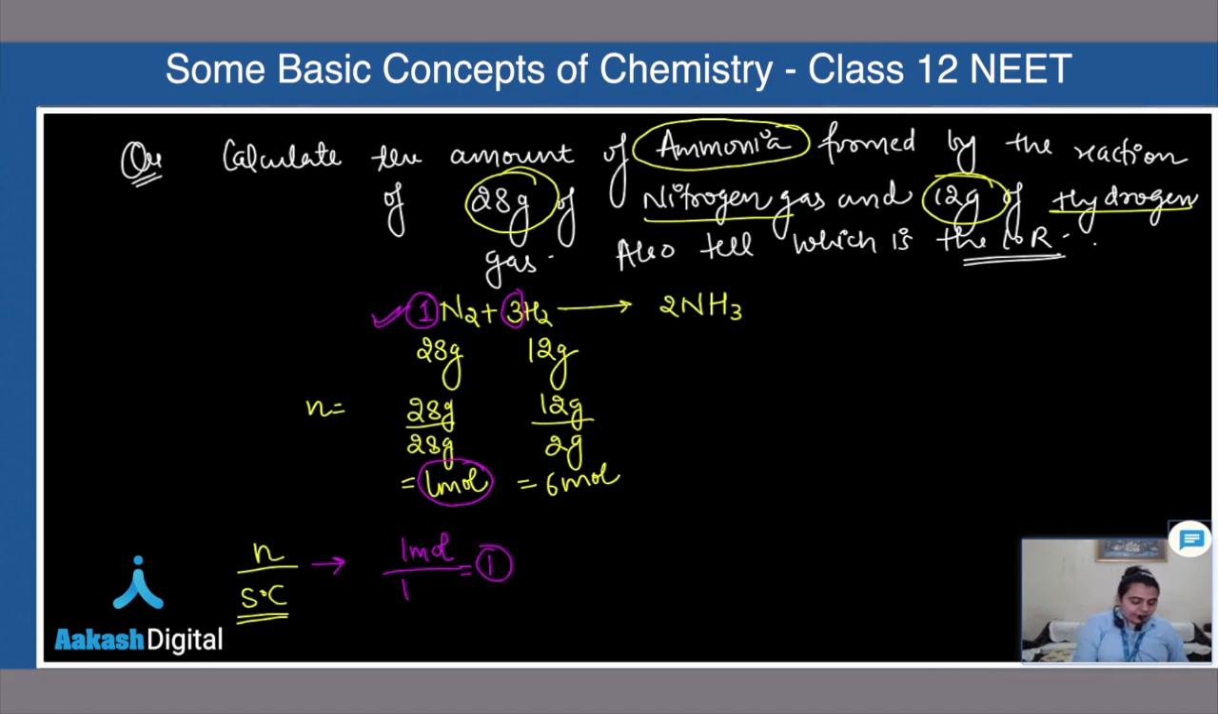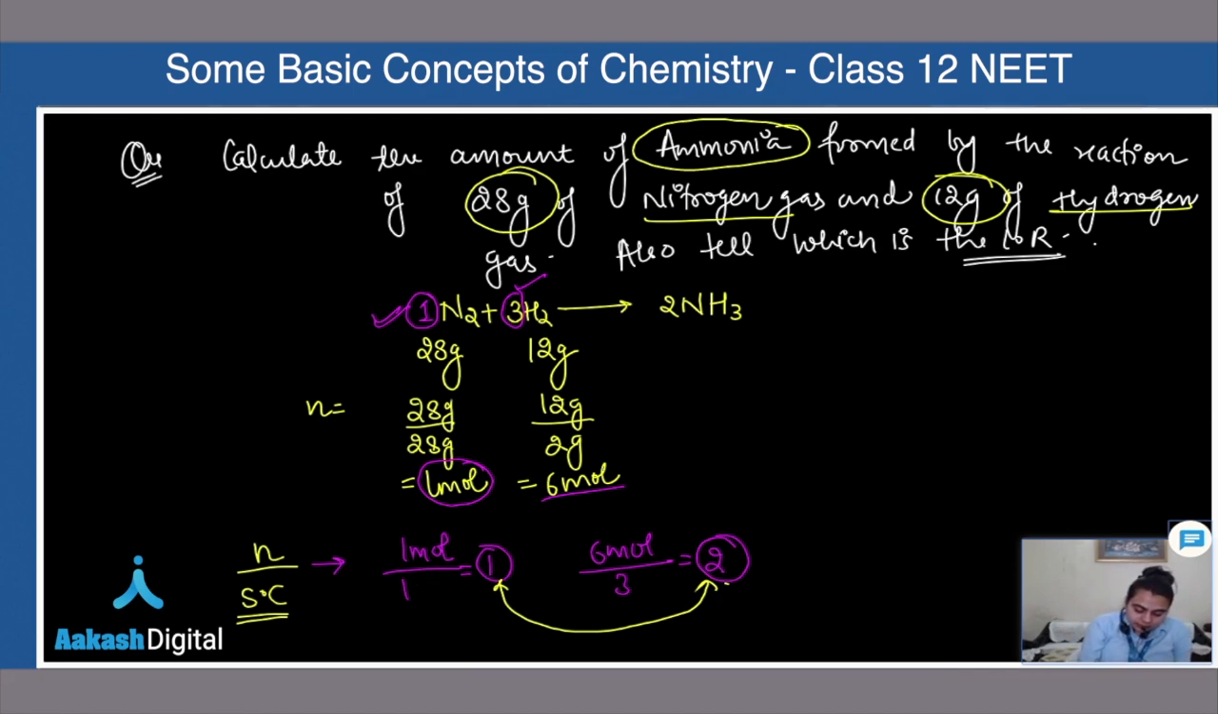Now compare these two values. There would be no unit for this quantity. It is just a comparable quantity. Clear? The substance which will have a lower value of number of moles by stoichiometric coefficient will be your limiting reagent. So that reactant which has a lesser value of the number of moles by stoichiometric coefficient will be your limiting reagent. So you can note it down.